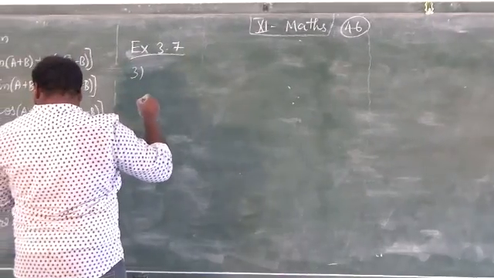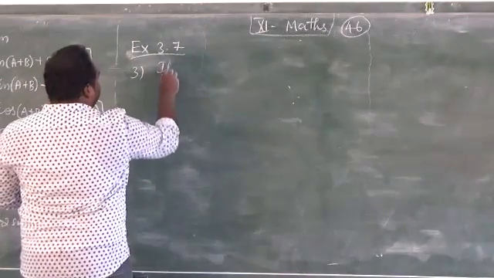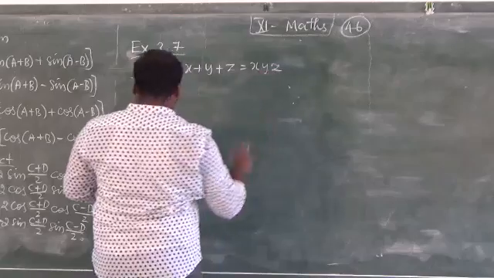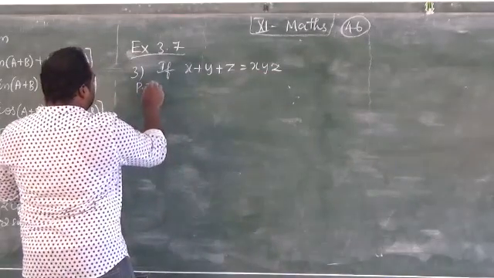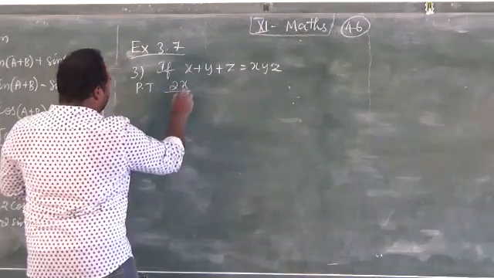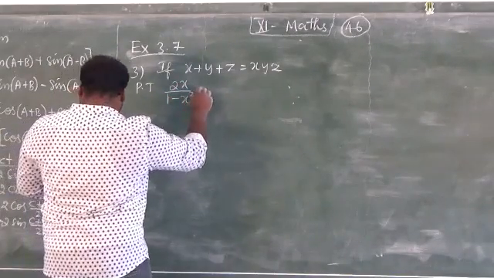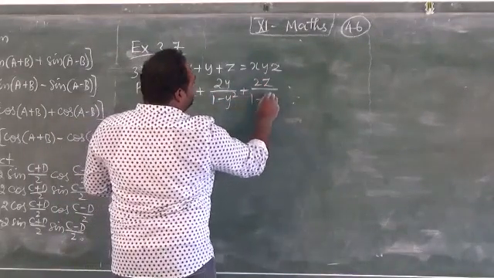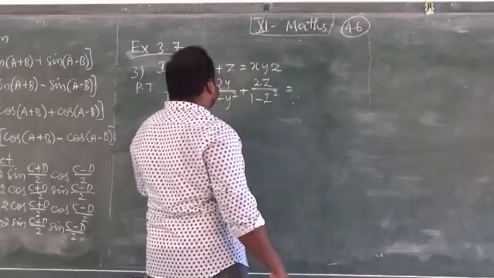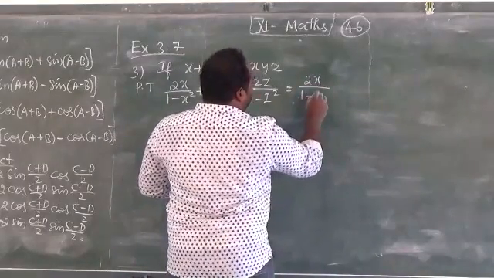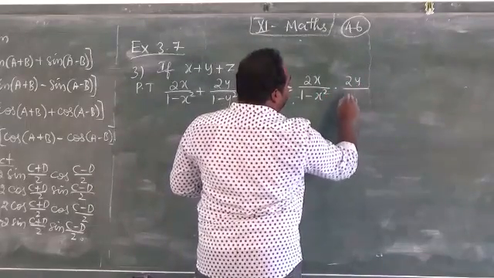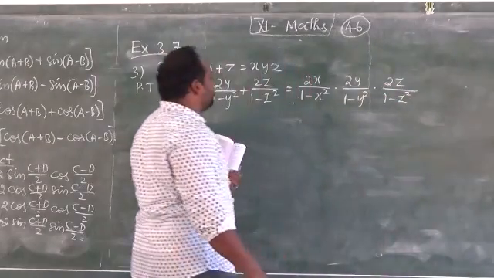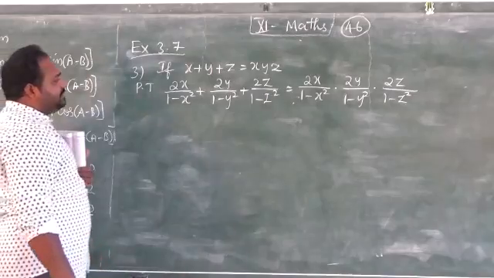Question number 3: if the condition is x plus y plus z equal to xyz, prove that 2x by 1 minus x square plus 2y by 1 minus y square plus 2z by 1 minus z square equals 2x by 1 minus x square into 2y by 1 minus y square into 2z by 1 minus z square. So here I am going to prove LHS equal to RHS. Here directly we want to prove this one.